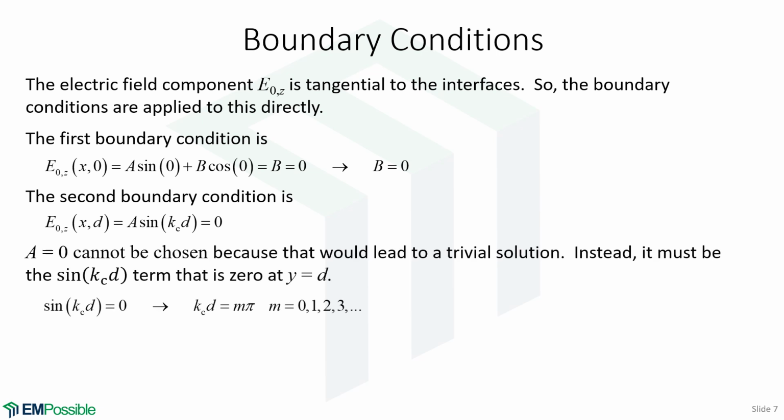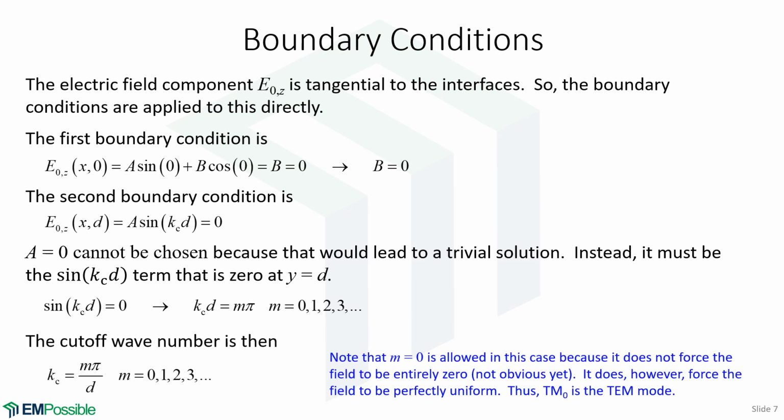So the only way the sine term can be 0 is if its argument is an integer multiple of pi. So this kc times d has to be an integer multiple of pi. And we're going 0, 1, 2, 3. Notice there's a 0 here. It'll turn out we're allowed to have a 0 now, and later on we'll justify why that is. So we solve this expression for kc, and we get an expression m pi over d for our cutoff wave number.